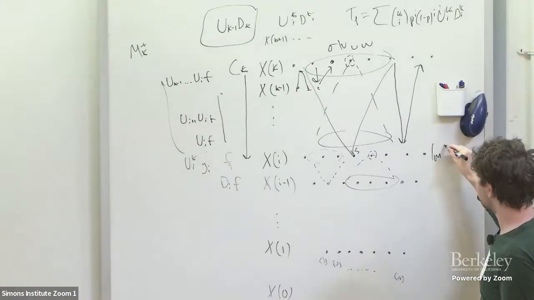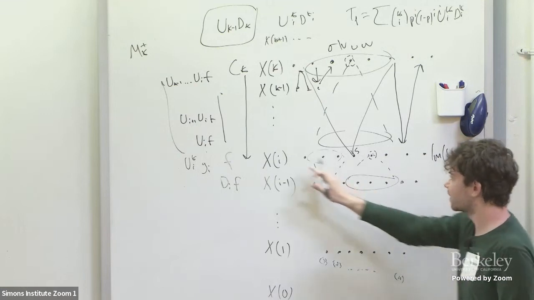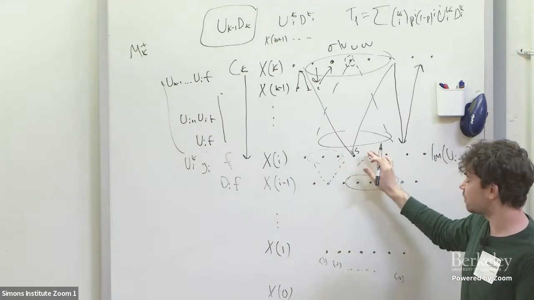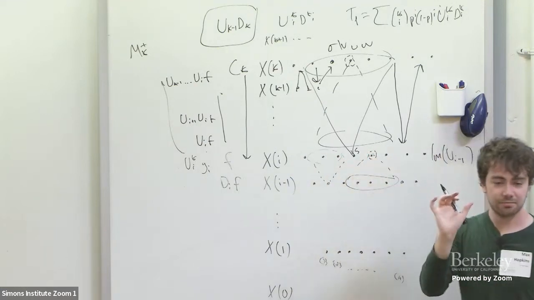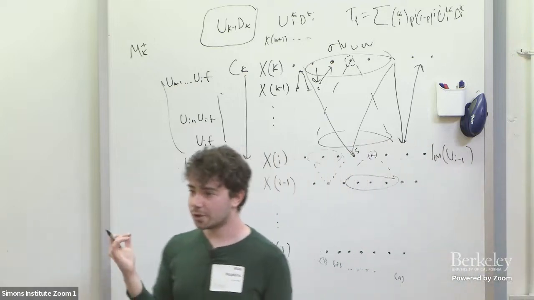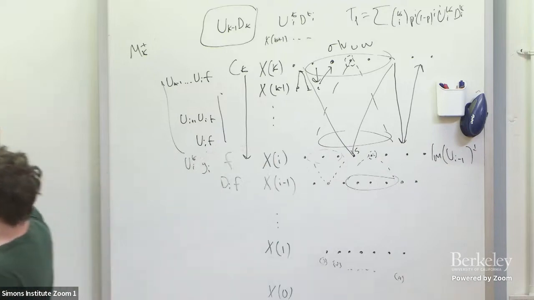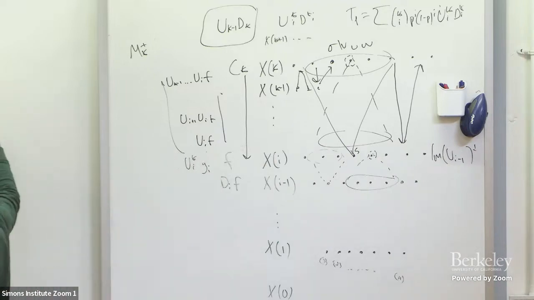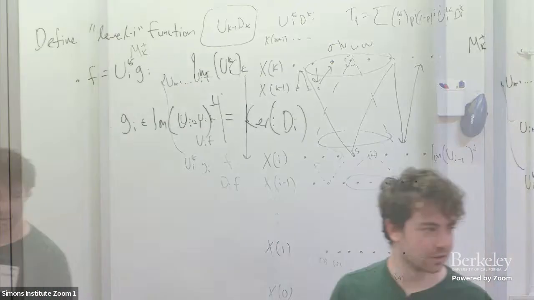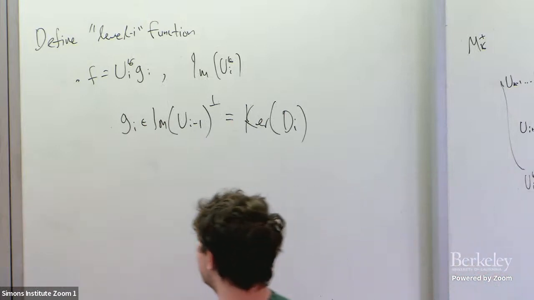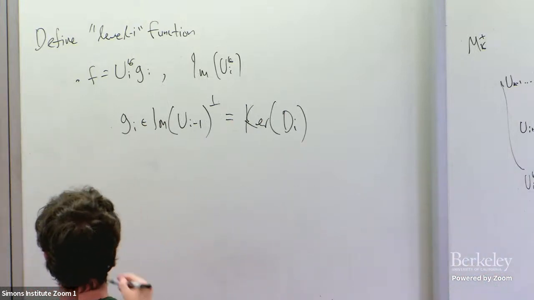So the image of UI minus 1, this is something that lives on level I here. It's things that are being mapped up. Because the operators U and D are adjoint, the perp space of this image is just equal to the kernel of its adjoint, the kernel of the down operator. So this suggests the following definition of level I functions.